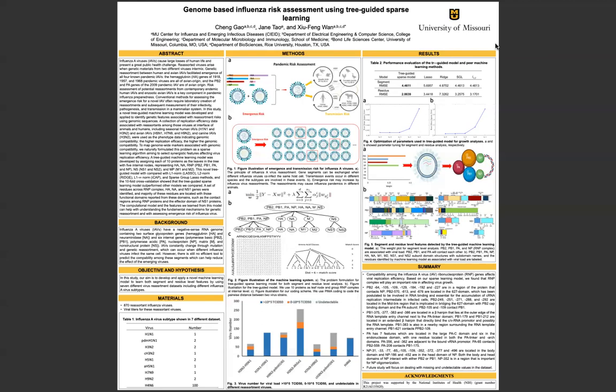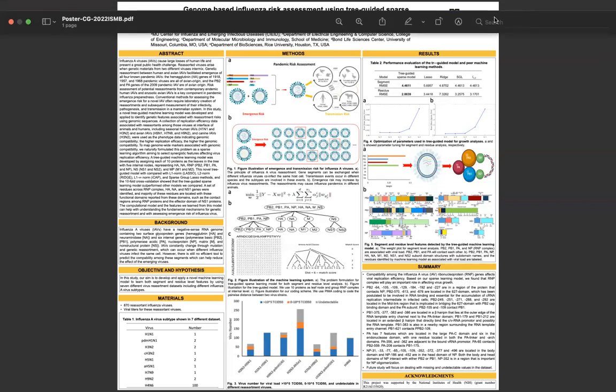The computational model and the features we learn from this model can help with understanding the fundamental mechanisms for genetic reassortment and with assessing emergence risk of influenza virus. Future study will focus on dealing with missing and undetectable values in the data set. Thank you so much.